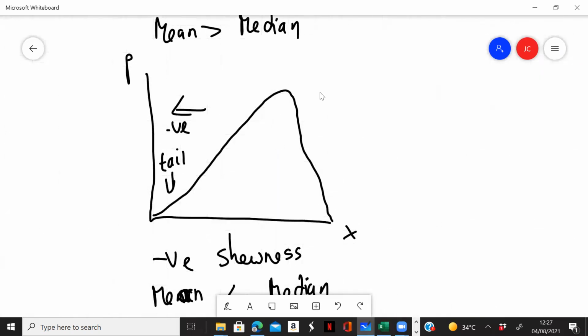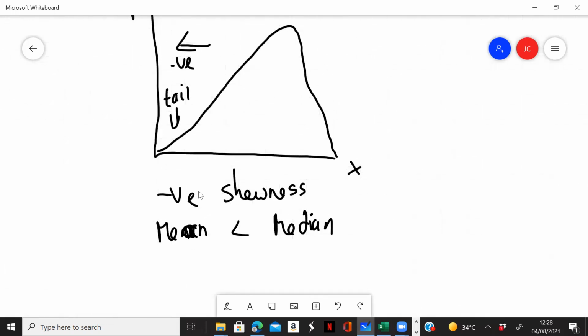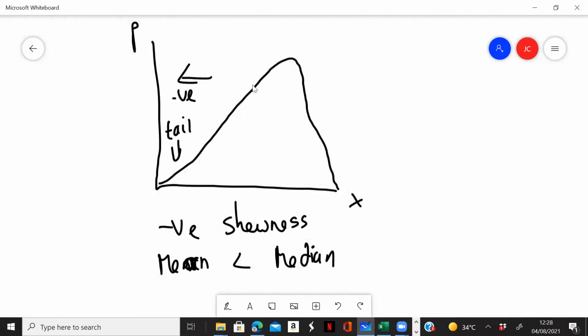What if we have a late peak and the tail is moving towards the negative side? See, the peak is here and the tail is on the left-hand side of the peak. So it's moving in the negative direction. And yes, you guessed it, it's the other way around. It's called negative skewness. And in this case, the mean is less than the median. All right. And again, this is not a normal distribution.